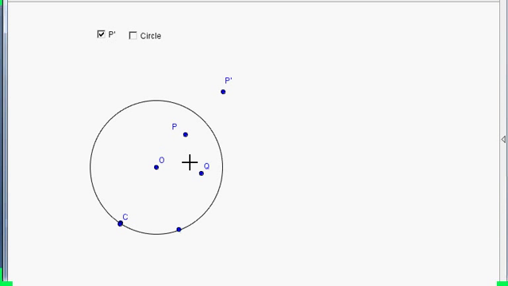If we find the inversion of either of those 2 points and then construct a circle through the 3 points, it will be orthogonal to the circle of inversion. That's how we're going to actually define our lines. Remember, lines are undefined terms.